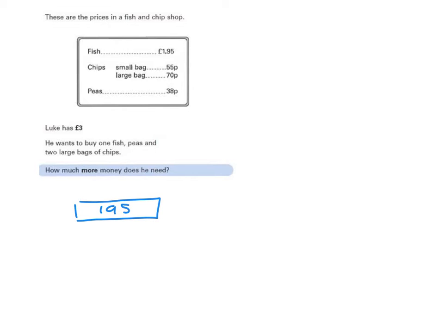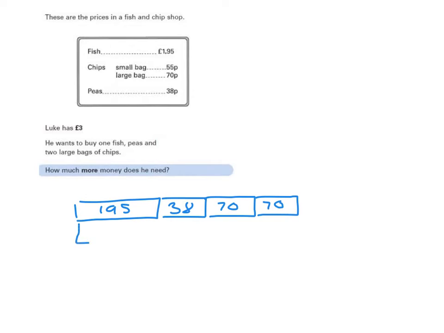Okay. He also buys some peas. So next to the bar for the fish I'm going to draw my bar for the peas. 38 pence. And he also buys 2 large bags of chips. So we've got a 70p and another 70p.